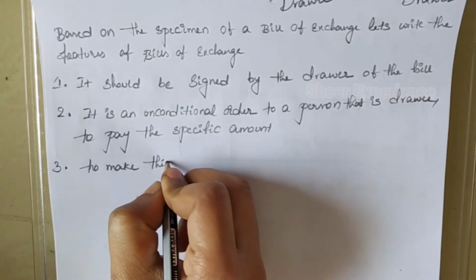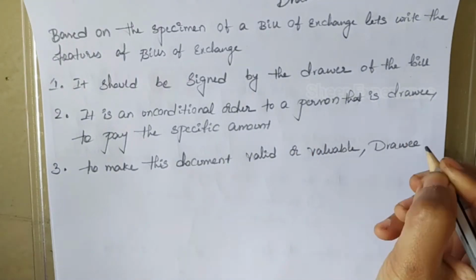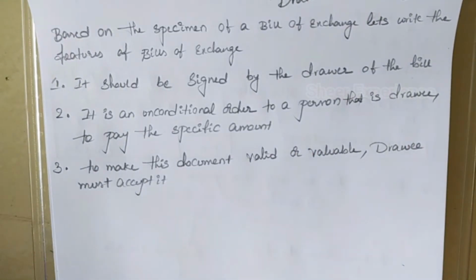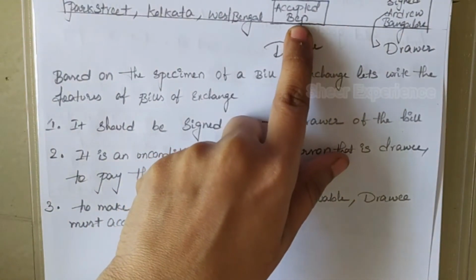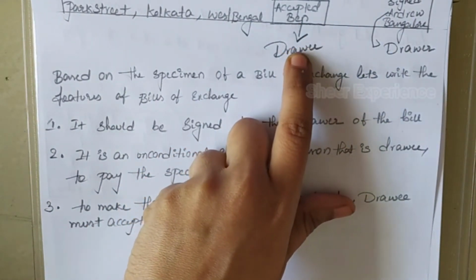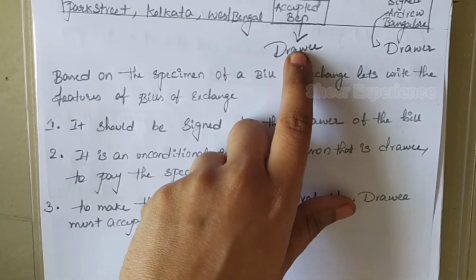Our third point is to make this document valid or valuable, drawee must accept it. Till the drawee provides his acceptance, the bill of exchange will remain as a draft version. Drawee has to provide his acceptance. Only then the bill of exchange will become valid.